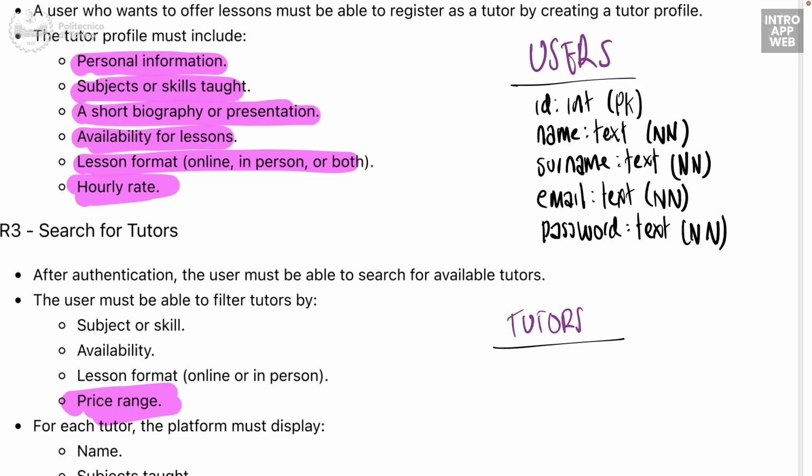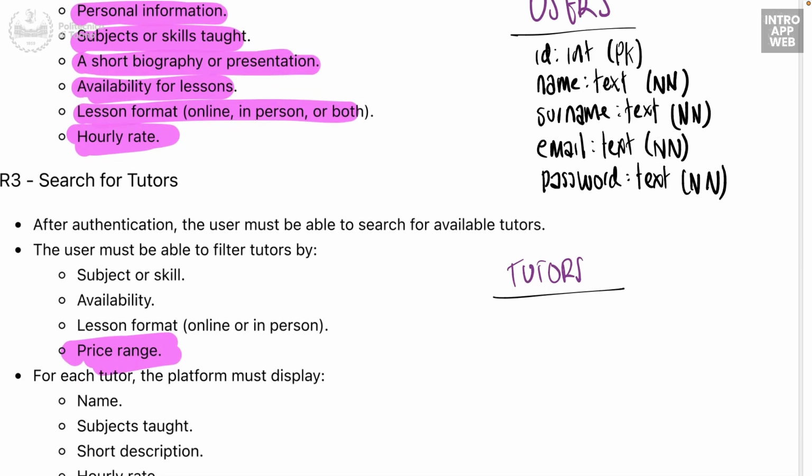So the tutors have all of this information that we have defined here, which is all of the personal information. But other than that, he has other data. The subjects or skills taught, it has that information, but we can't represent that information through a single attribute. We have to represent the subjects that he is linked to by means of a relationship. So we won't define it through a single attribute.